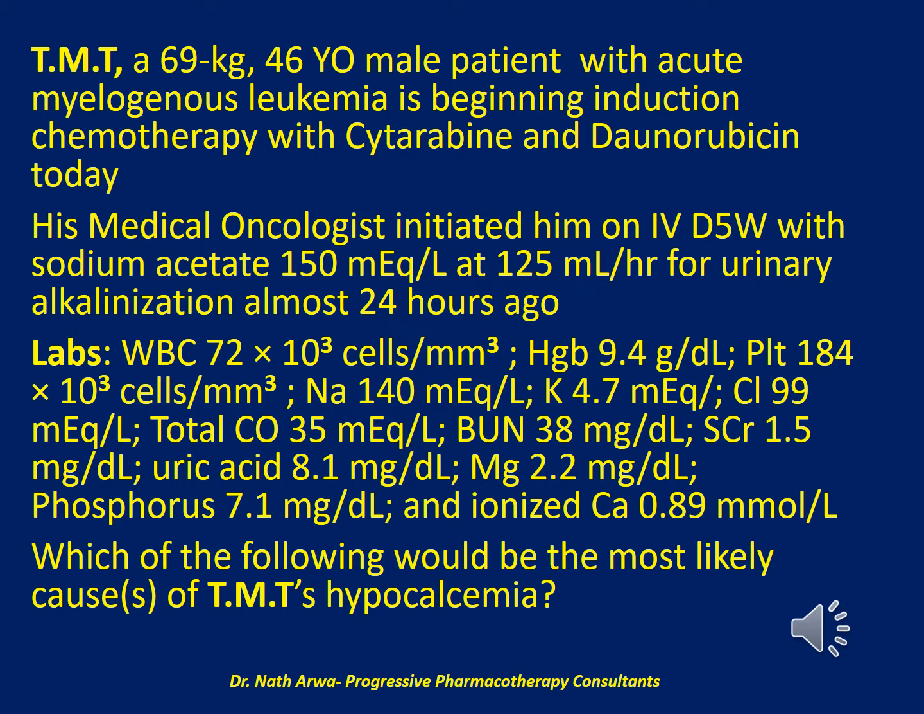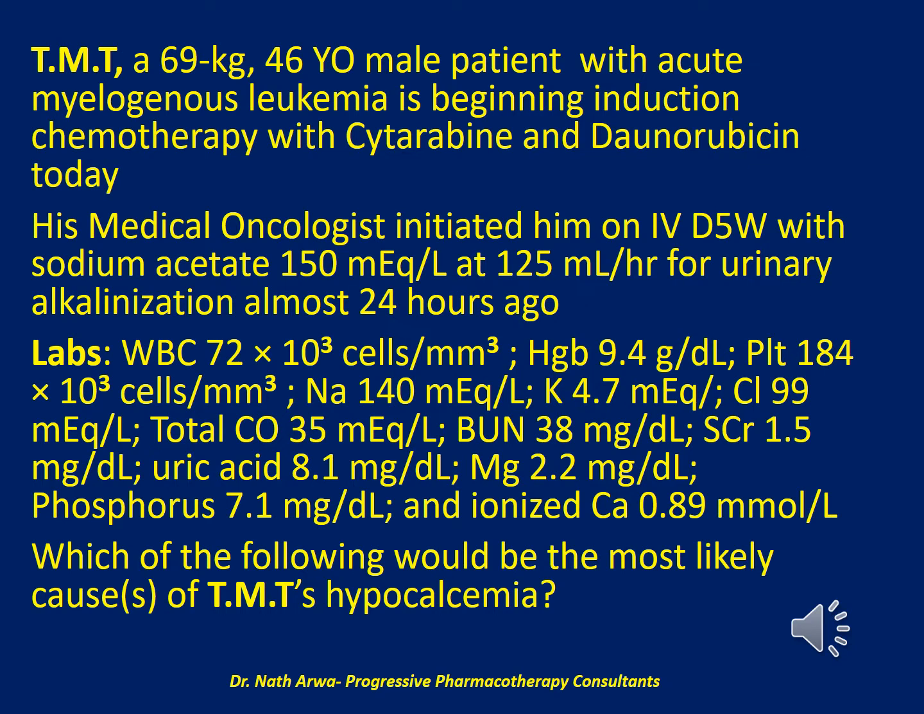His pertinent labs include a WBC of 72 × 10³ cells per millimeter cubed, hemoglobin of 9.4 grams per deciliter, a platelet count of 184 × 10³ cells per millimeter cubed, sodium of 140 milliequivalents per liter, potassium of 4.7 milliequivalents per liter, chloride of 99 milliequivalents per liter, total bicarb of 35 milliequivalents per liter, a BUN of 38 milligrams per deciliter, serum creatinine of 1.5 mg per deciliter, uric acid 8.1 mg per deciliter, magnesium of 2.2 mg per deciliter, phosphorus 7.1 mg per deciliter, and ionized calcium of 0.89 millimoles per liter.